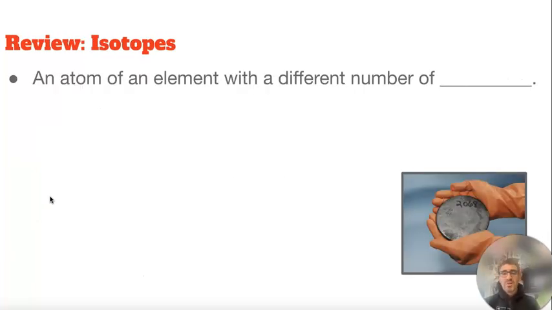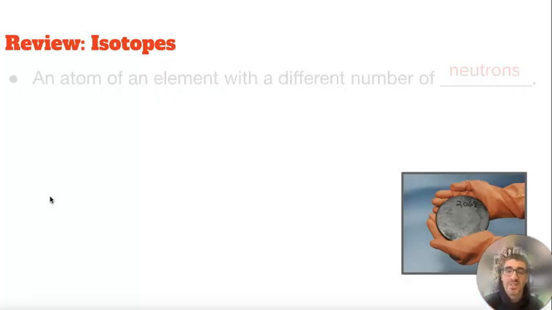All right, so quick little review. Isotopes are atoms of an element with a different number of what? That is neutrons. Because if you remember from your previous chemistry class, the three I's: protons are the identity, electrons are ions, and neutrons are isotopes.